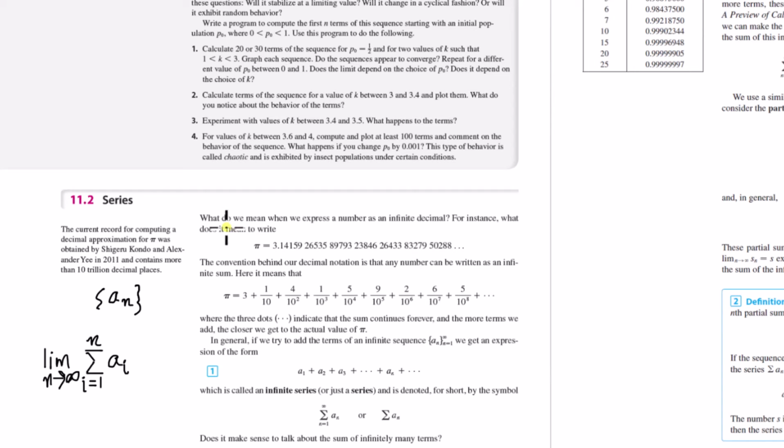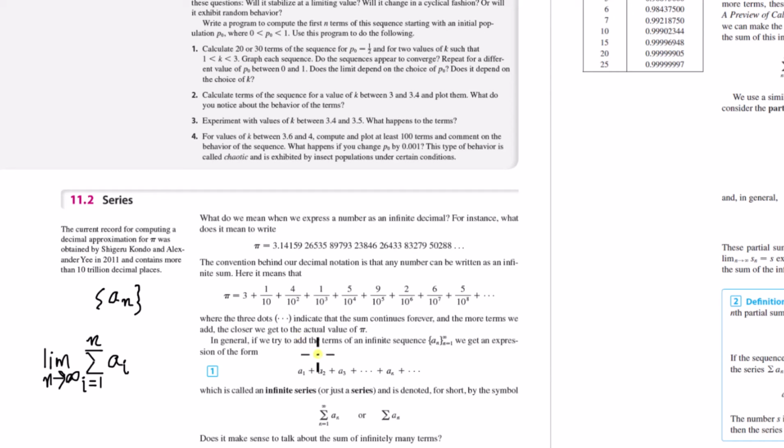All right, so it says, what do we mean when we express a number as an infinite decimal? For instance, what does it mean to write pi? And so they write out pi with a bunch of terms. The convention behind our decimal notation is that any number can be written as an infinite sum. So yeah, what does this mean? 3 plus 1/10 plus 4 hundredths plus 1 thousandth plus 5 ten-thousandths. And the dots indicate that the sum continues forever. And the more terms we add, the closer we get to the actual value of pi.